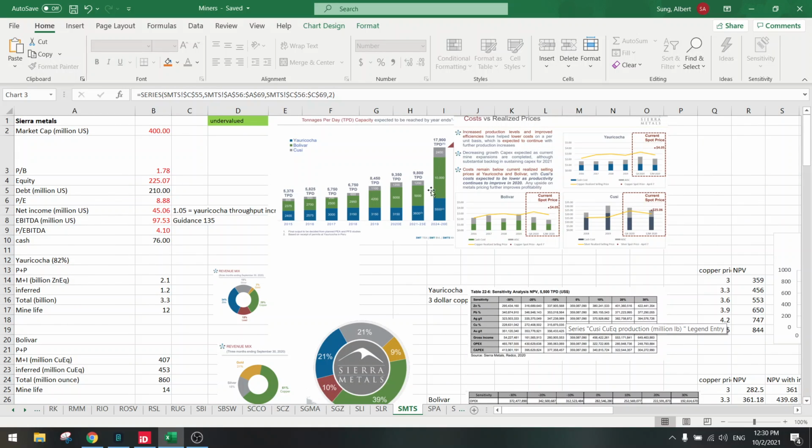So Bolivar is going to double in production. Yauricocha is going to increase a bit. And Cusi will become profitable by doubling the production rate.